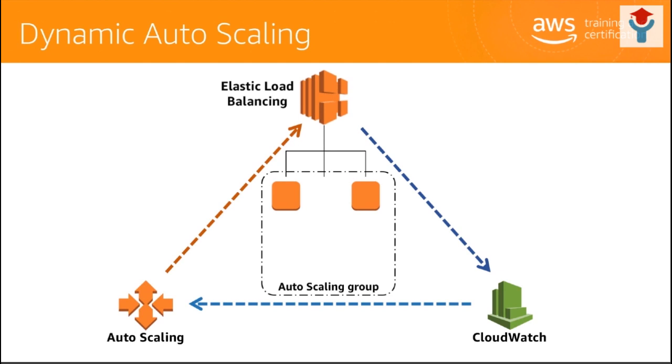How does dynamic autoscaling work? One common configuration is to create CloudWatch alarms based on performance information from your EC2 instances or a load balancer. When a performance threshold is breached, a CloudWatch alarm triggers an autoscaling event, which will either scale out or scale in EC2 instances in the environment.